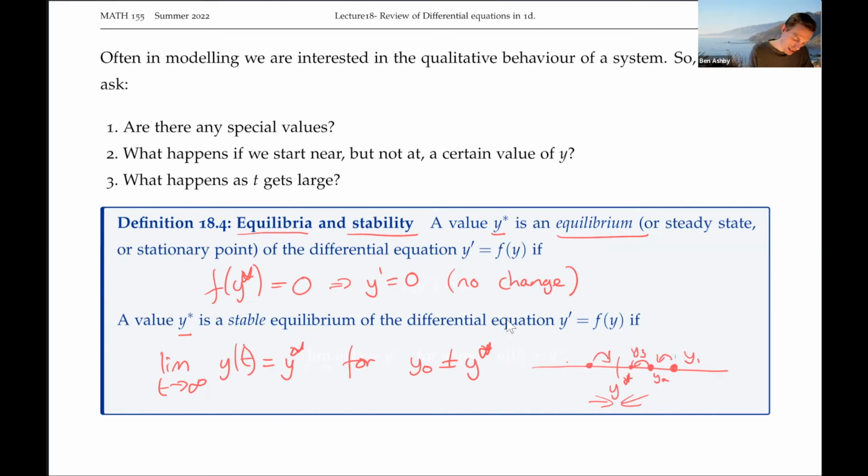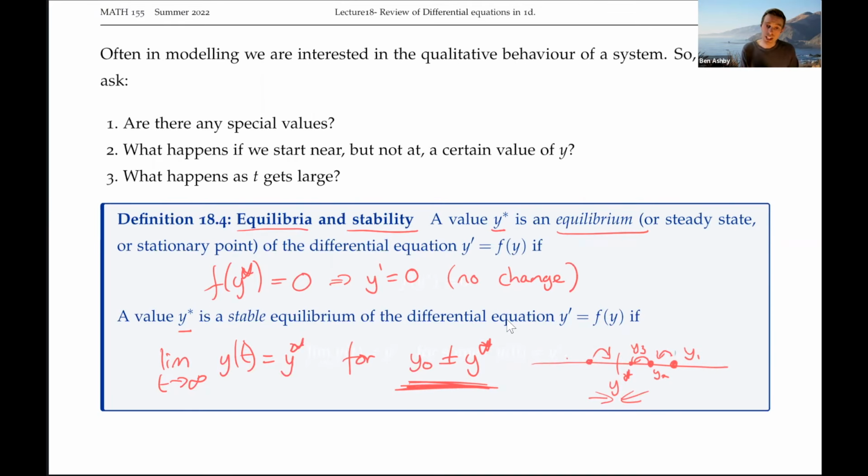The reason why we have this additional condition here, that y0 is not equal to y star, is because we know that if you start at an equilibrium, then you stay there. We want to know what's happening if you are a little bit away from that equilibrium. So this is just saying that if you start near a stable equilibrium, you move towards it.